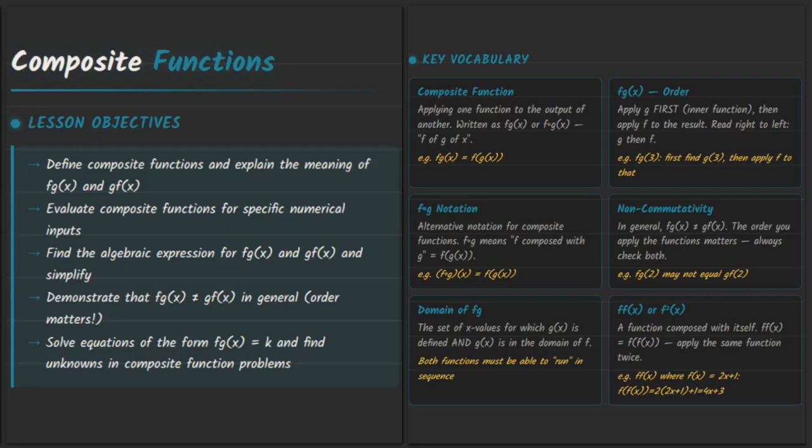In this lesson, we are looking at composite functions. By the end of this lesson, you should be able to define composite functions and explain the meaning of f of g of x and then g of f of x. You should be able to evaluate composite functions for specific numeric inputs. You should be able to find the algebraic expressions for f of g of x and then g of f of x and simplify. You should be able to demonstrate that f of g of x is not equal to g of f of x. In general, the order really matters.